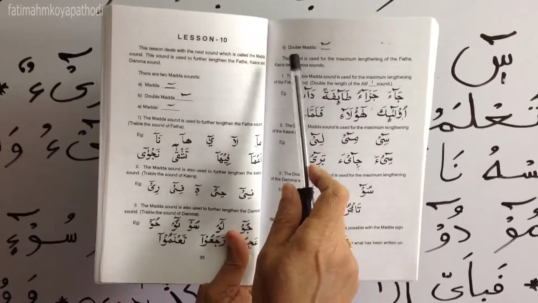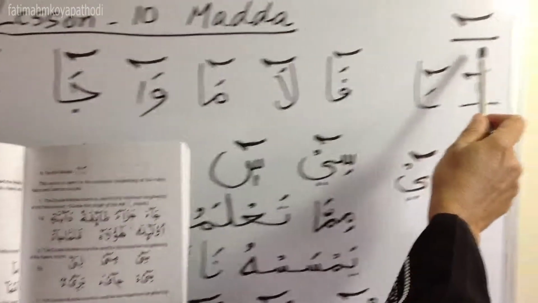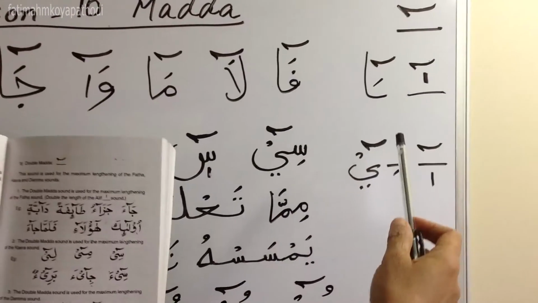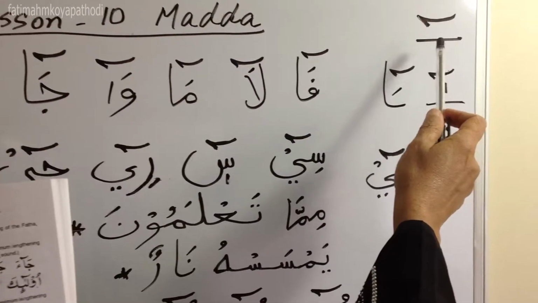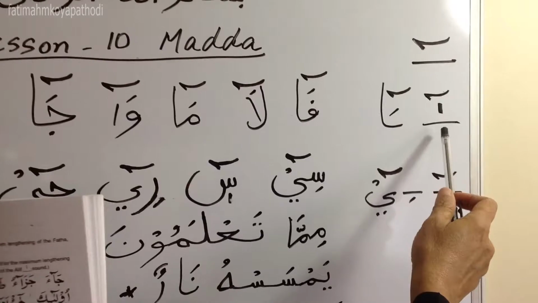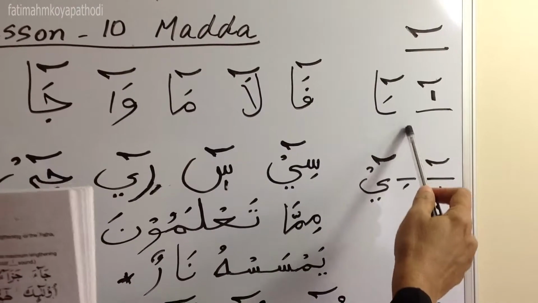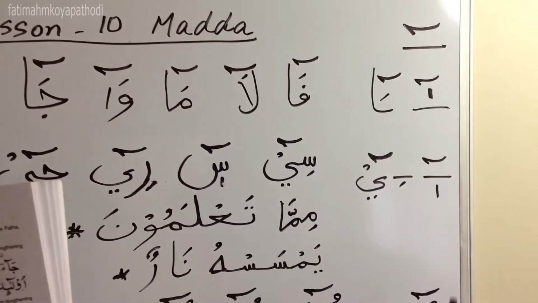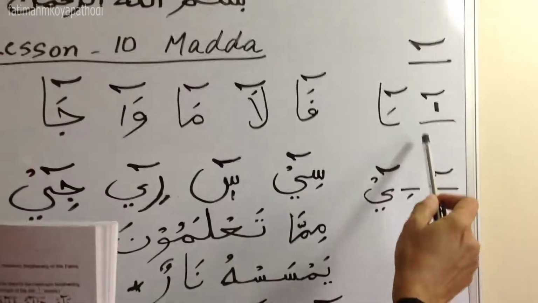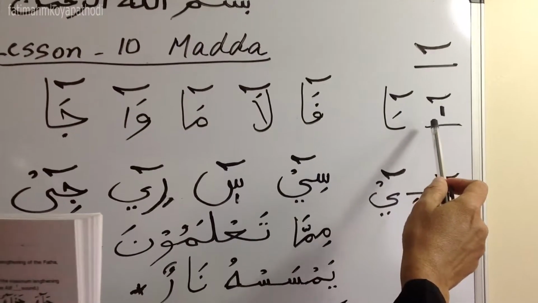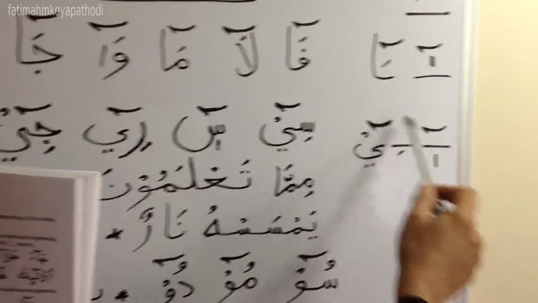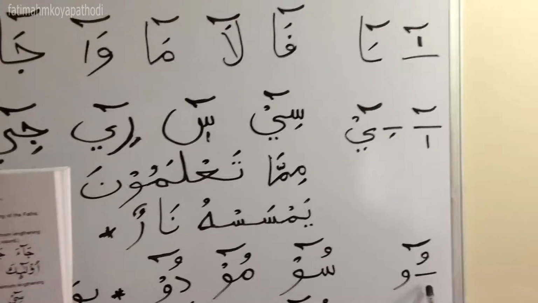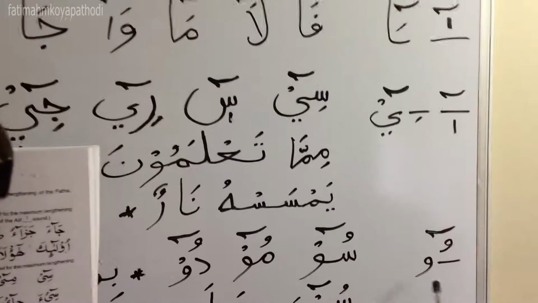We now come to the double madda sounds. So we have double madda here, and this is the sign for the double madda. As I said earlier, double madda sounds, like single madda sounds, go with already lengthened sounds: lengthened fatha sound, lengthened kasra sound, and lengthened dhamma sound. So you have a double madda over the already lengthened fatha sound, already lengthened kasra sound, you have a double madda here, and already lengthened dhamma sound, you have a double madda here.